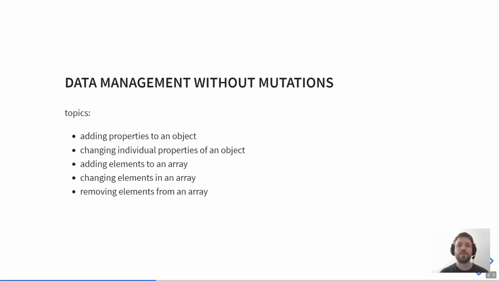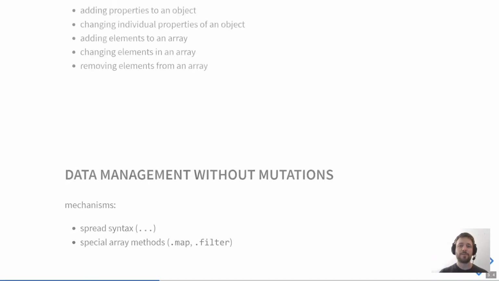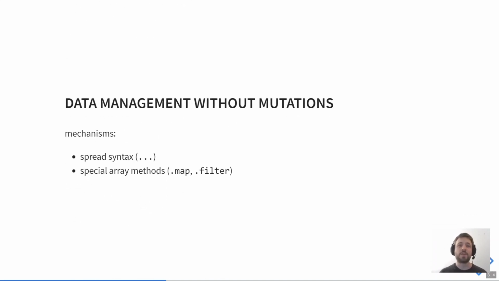We will now take a closer look at how we can achieve these data updates in JavaScript without mutations. We will see how to add properties to an object, how to change individual properties of an object, how to add elements to an array, how to change elements in an array, and how to remove elements from an array. Mechanisms that we will use will be the so-called spread syntax and special array methods, in particular .map and .filter.